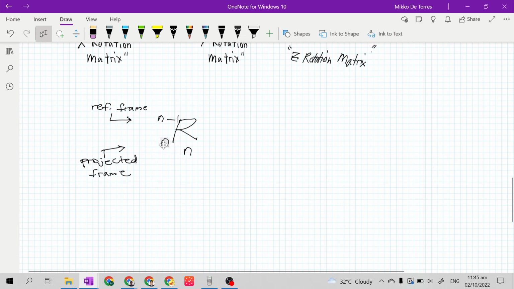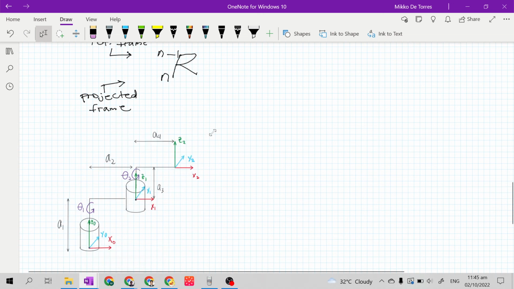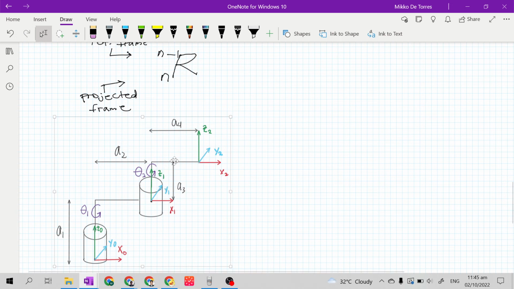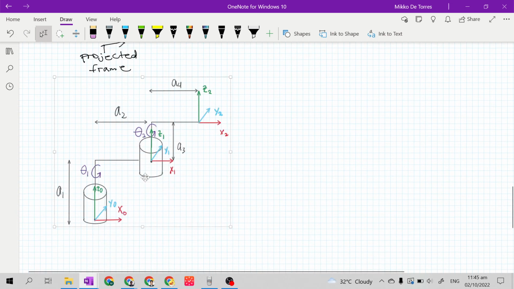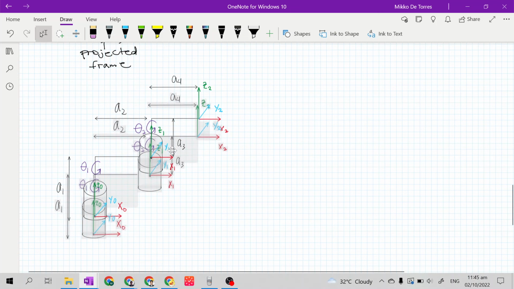So let's have a sample of how to use this notation or this symbol. So for example, we have here a SCARA manipulator. A 2 degrees of freedom SCARA manipulator. This is a 2 degrees of freedom. This is not the 3 degrees of freedom one. Okay, this is a 2 degrees of freedom. Be reminded.